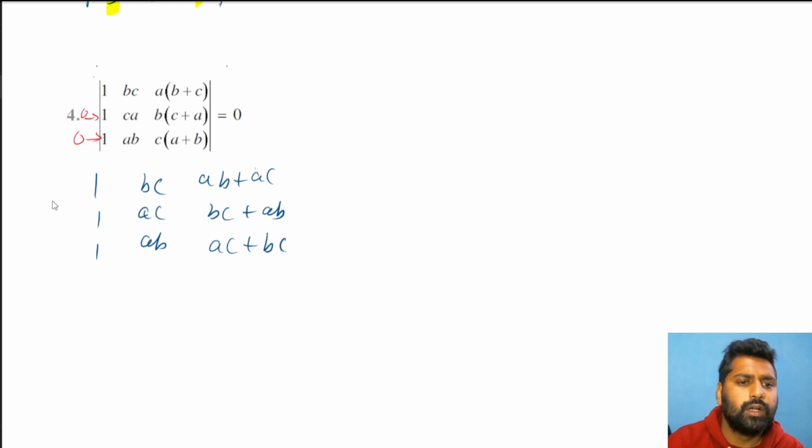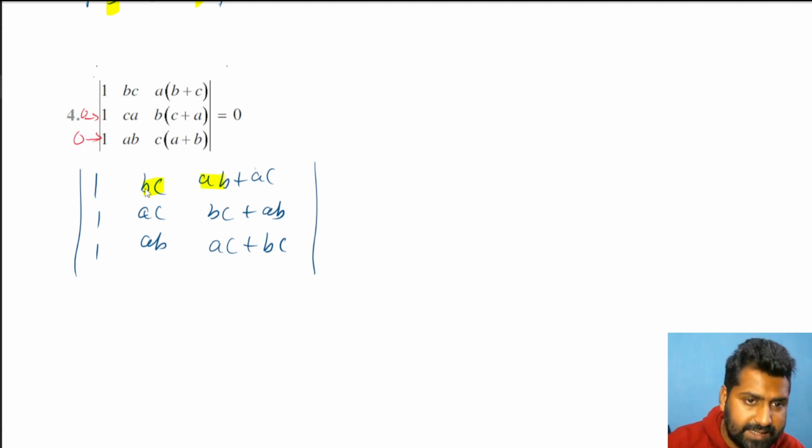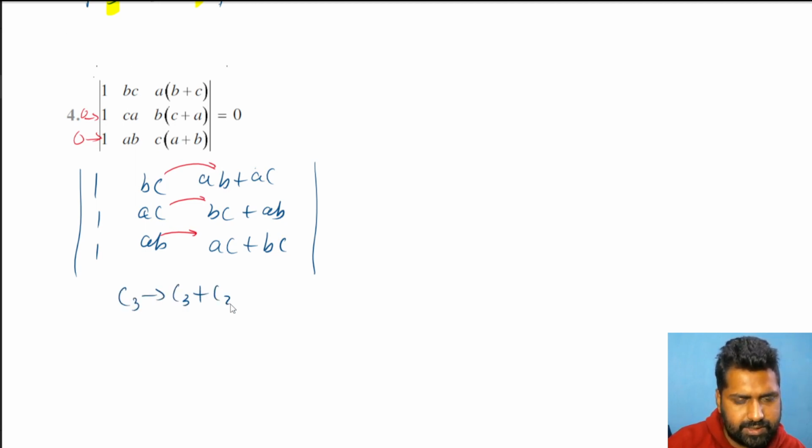Okay, if you look at column 2 and column 3, AB, BC is here, AC is here. Similarly AB, BC, AC is here, AB, BC, AC is here. So in each term of column 3, if I add this here, I'll get the same expression. So my operation is C3 goes to C3 plus C2.